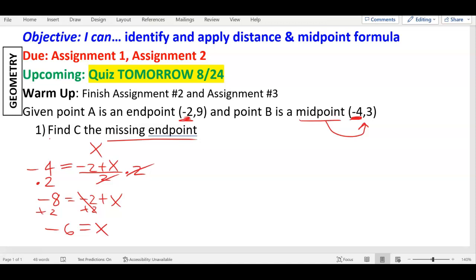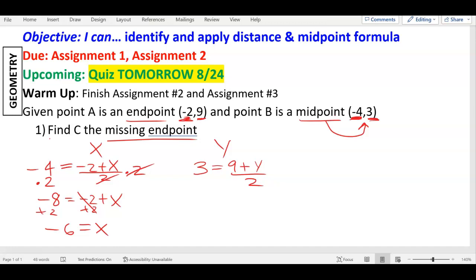Now, that's just the x value, so we're going to do the same thing for the y. So what's the y value of my midpoint? 3. That's going to equal the y's of the endpoints. So the endpoint I know is 9, plus the one I don't know I'll call y. 9 plus y divided by 2. Okay. And then solve it again.